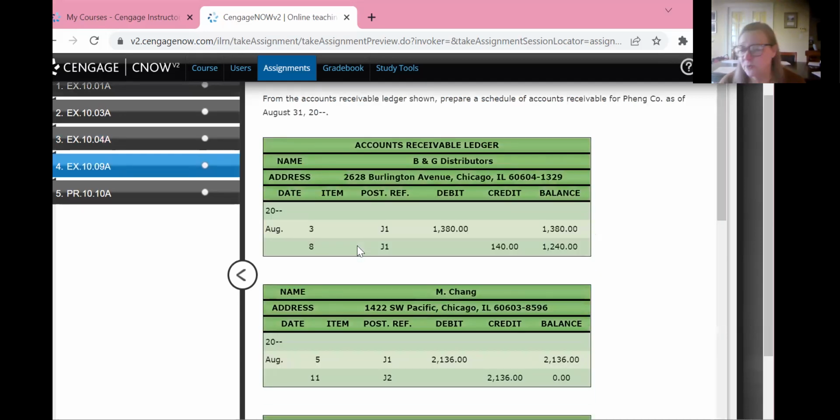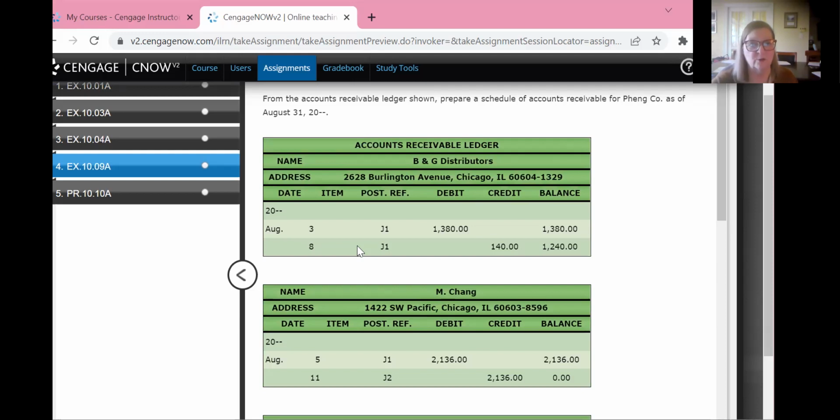Now the next one, this one is exercise 10.9a. And so what they're wanting us to do with this one is make a schedule of accounts receivable. So all they're saying is this is our detailed subsidiary ledger of accounts receivable. We want to know if these numbers agree with the controlling account or the control account of accounts receivable. It could be called controlling account or control account, but it's the accounts receivable total. We're trying to see if the details in the customers' balances, when you add them all together, equal the accounts receivable balance that's in our general ledger.